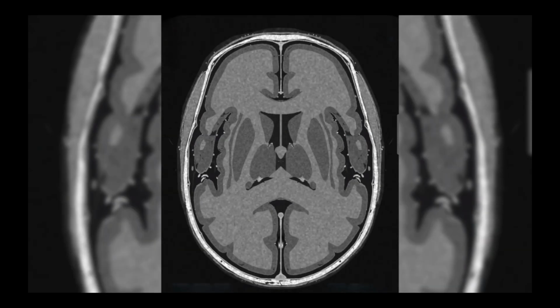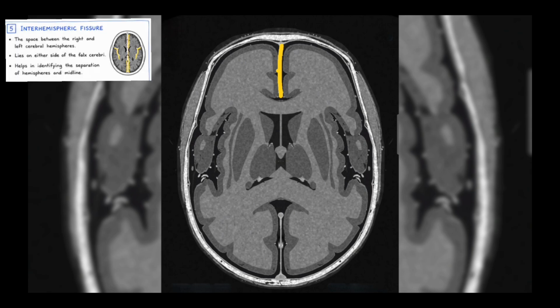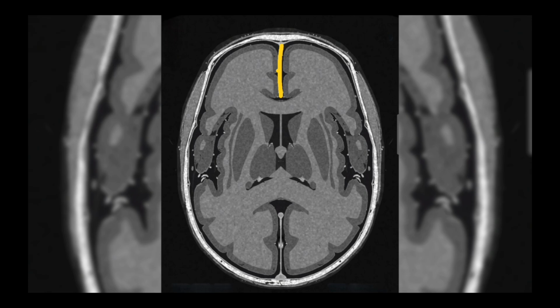So next is the interhemispheric fissure. Adjacent to the falx cerebri is the interhemispheric fissure, the separation between the left and right cerebral hemispheres. So when you look at the axial CT, first identify the central separation. It gives the immediate reference for the right hemisphere, left hemisphere, and the midline. So this is the easiest landmark to use when you are learning CT brain anatomy.